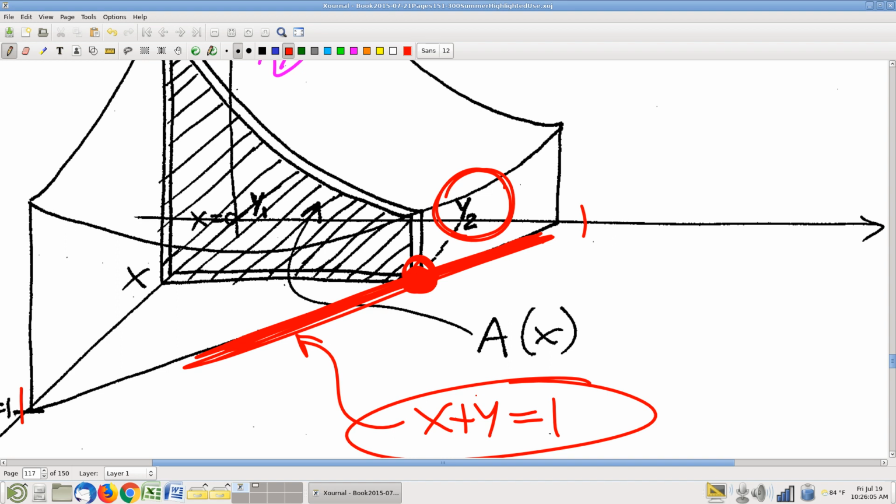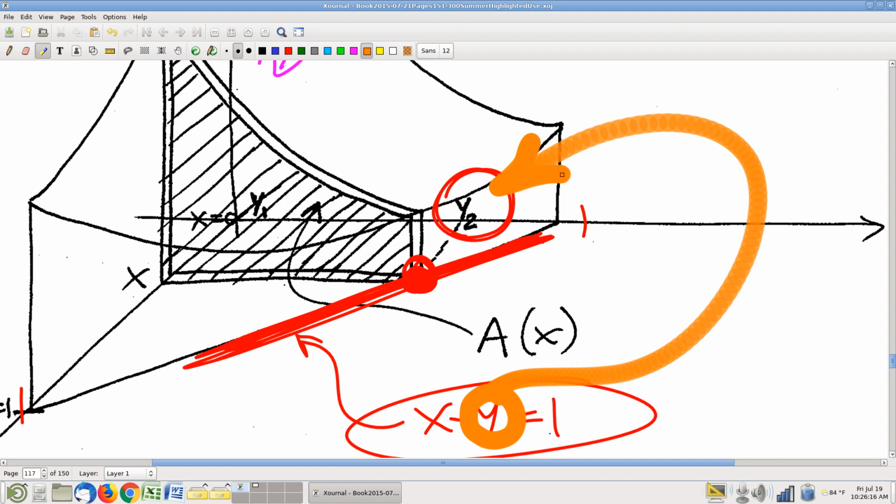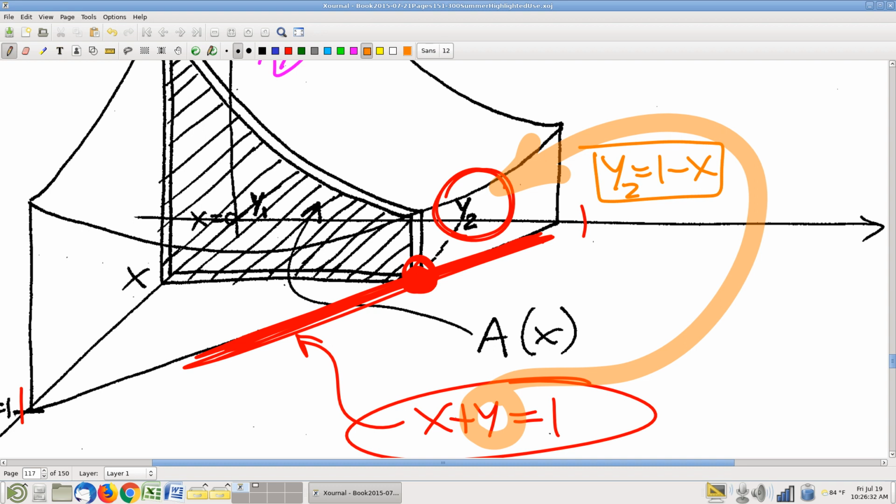Okay. And that being said, keep in mind, why am I interested in this equation? Well, I wanted to solve for a particular value of y. So solve for y in that equation. You get 1 minus x, right? So this bound says y equals 1 minus x. That's what that upper bound is. And that works. You can plug it in. That works for any value of x.